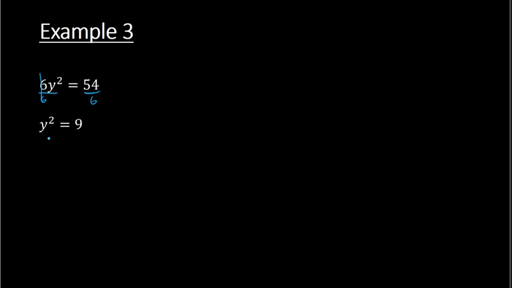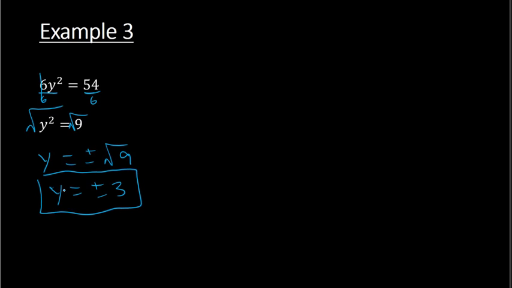So now that we've isolated, we can at this point take the square root of both sides. When I take the square root of the left side, the square and the square root will cancel. I'm left with just a y over here. On the right side, I take the square root of 9. Just don't forget it is a plus or minus square root of 9, which means that y could be a positive 3 or it could be a negative 3. So you could write it like this if you want, or write it out as two separate answers where y equals 3 or y equals negative 3.